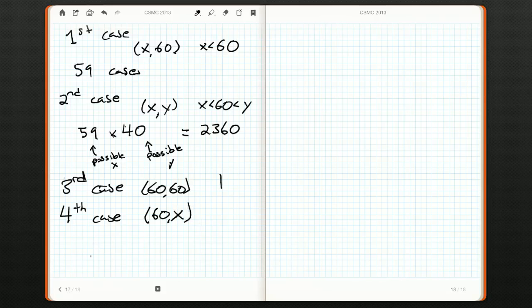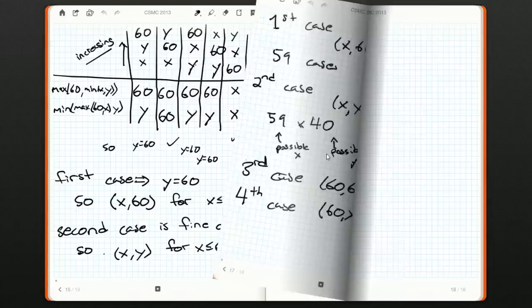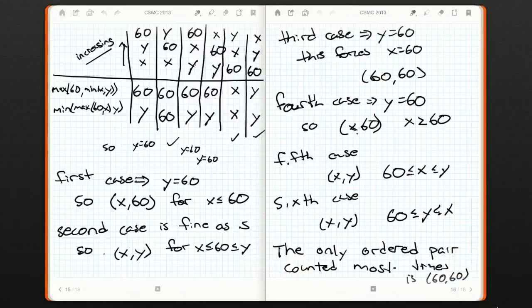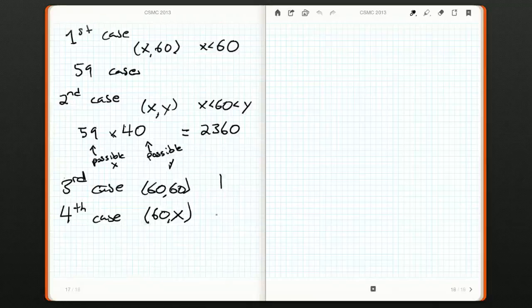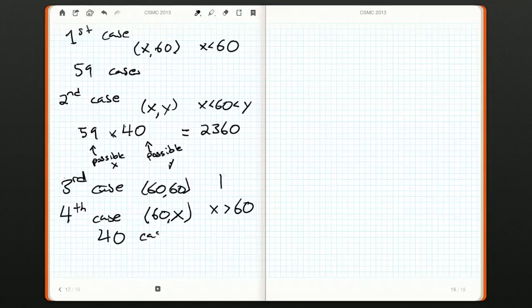Was it 60x or 60y? It doesn't really matter. I just want to keep my notes consistent for anyone reading them in the future. So it is x. So that's going to be 40 cases, from 61 all the way up to 100. So we're looking at 59 plus 1, that's 60, plus 40, that's 100, plus 2360, so that's 2460. We're not done yet, but just keeping track in our heads.